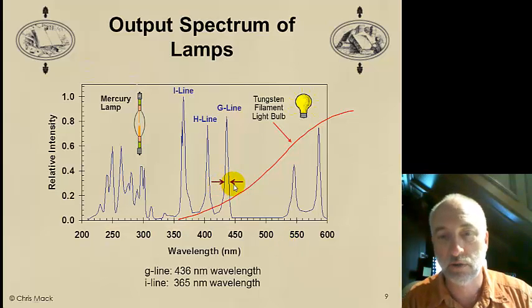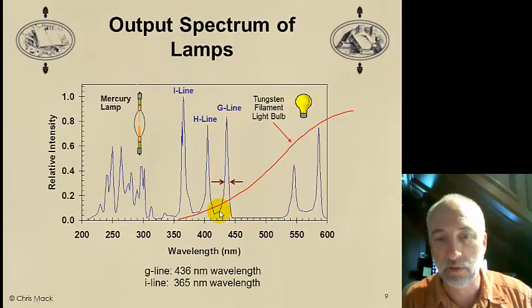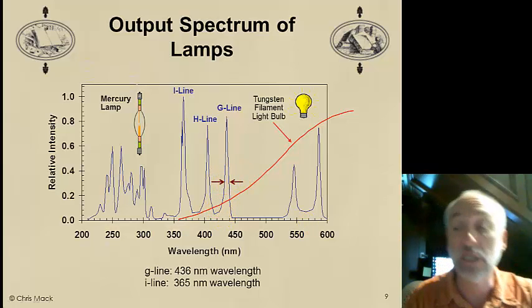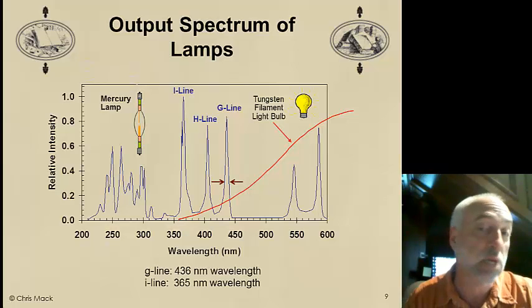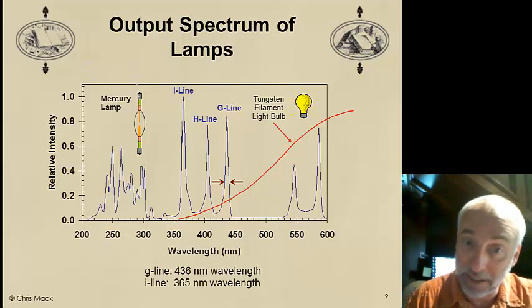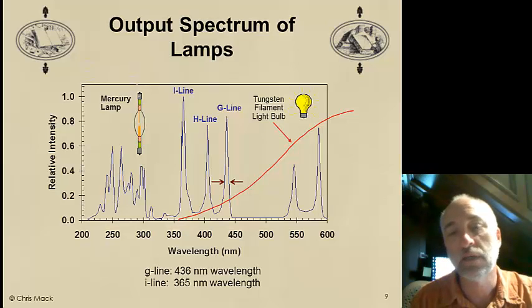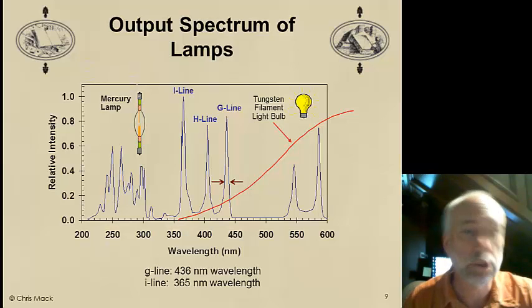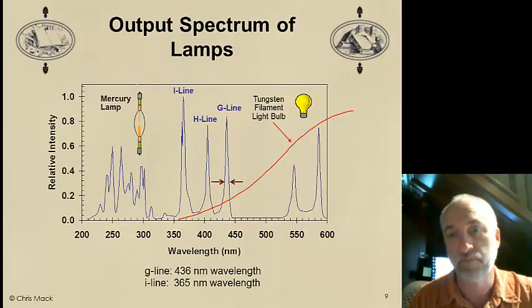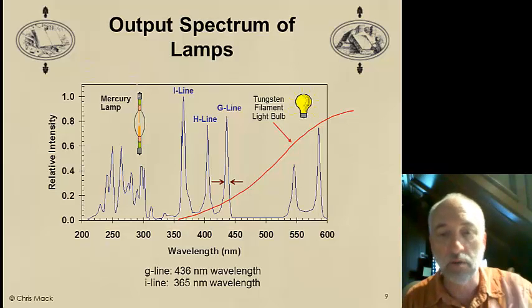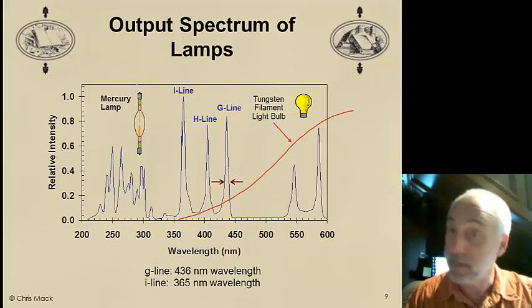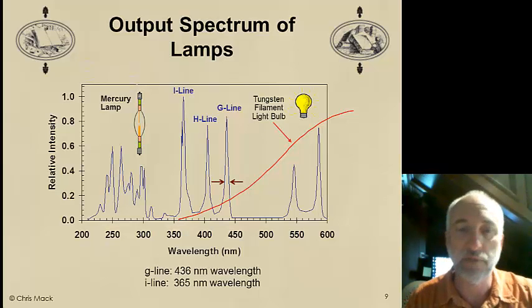So here I show something like a full width half max, kind of a bandwidth, but I could also define it as something called E95, the range of wavelengths that keeps 95% of the energy inside of it. This bandwidth is on the order of 5 to 10 nanometers for G-line and I-line mercury arc lamps. So we get most of our energy centered around a very narrow range. And that has big advantages from the design of the lens.